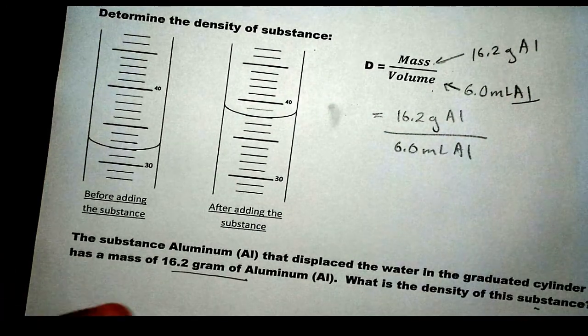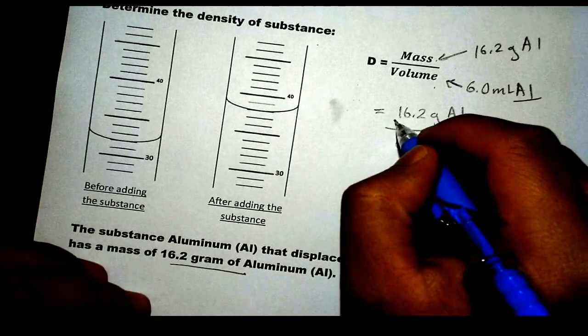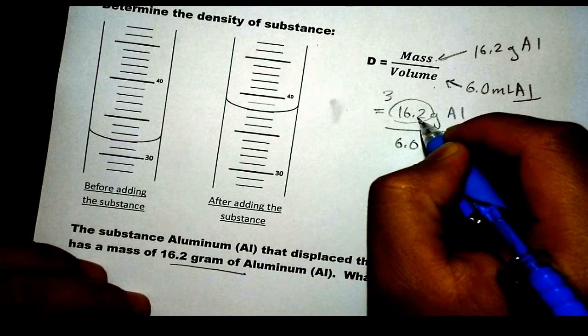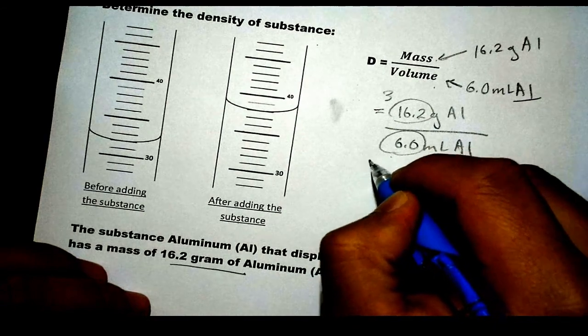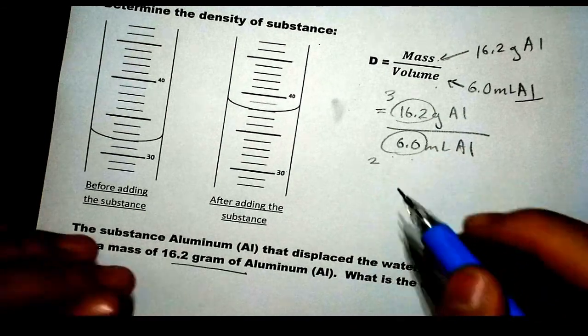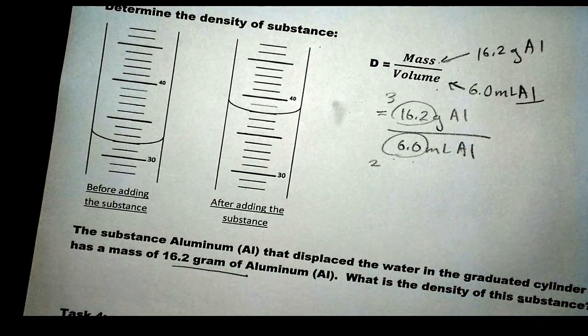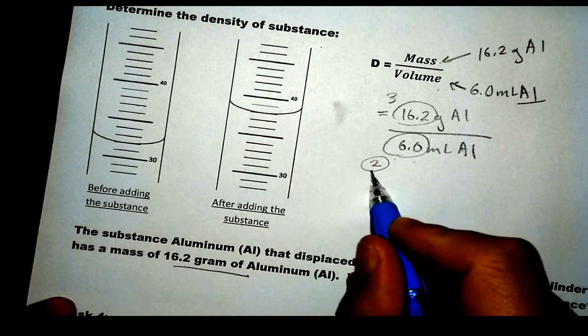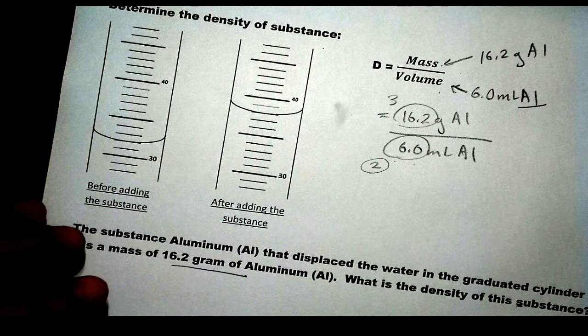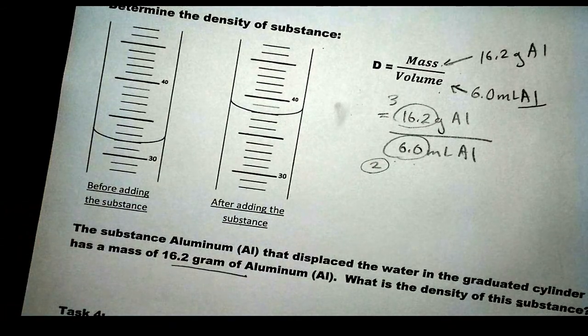And when we divide, we keep the least number of sig figs. This one has 3 sig figs but 1 decimal place. This one has 2 sig figs but 1 decimal place. We don't care about decimals when it comes to dividing or multiplying. We care about sig figs. In this case, the least one is 2. So our answer must have 2 sig figs.